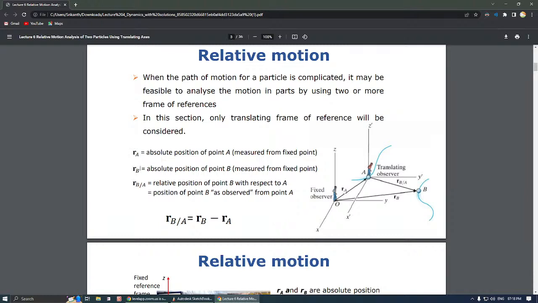If there is a single suffix, that means it is absolute position. If we write the suffix like this, B/A, that means this is the position of B with respect to A.